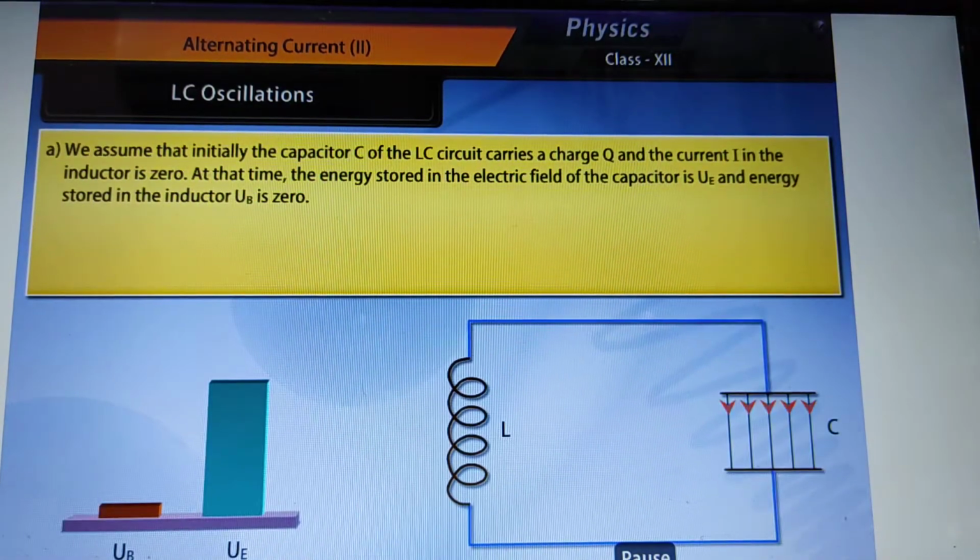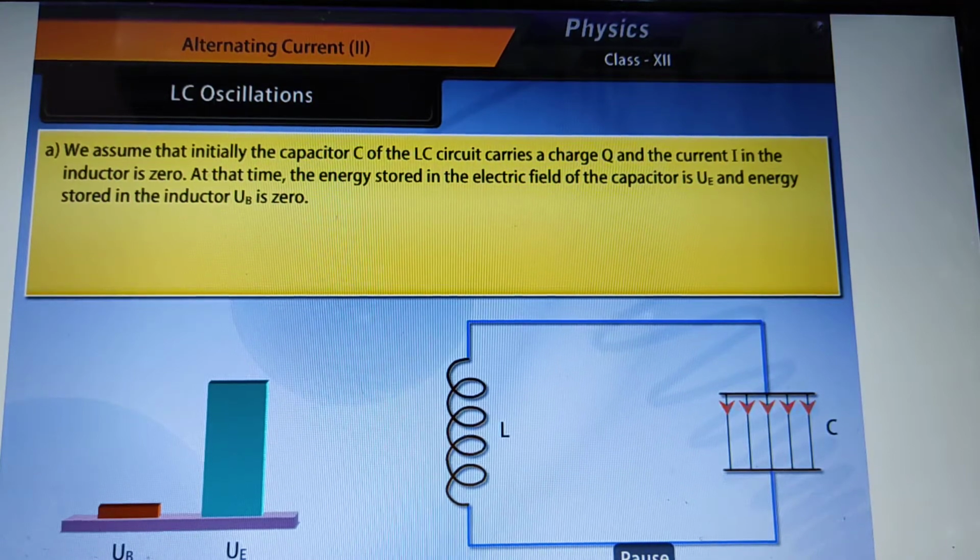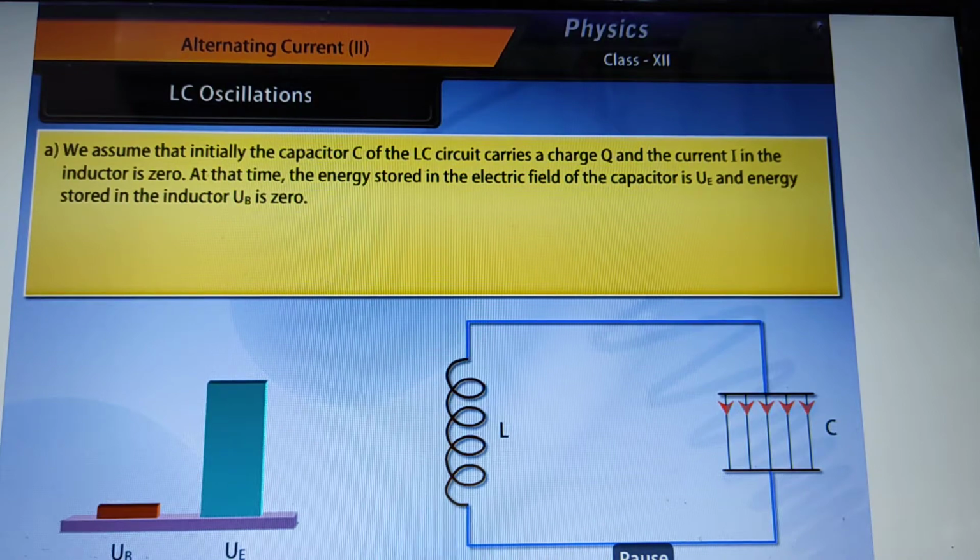We assume that initially the capacitor C of the LC circuit carries a charge Q and the current I in the inductor is 0. At that time, the energy stored in the electric field of the capacitor is UE and the energy stored in the inductor, UB, is 0.